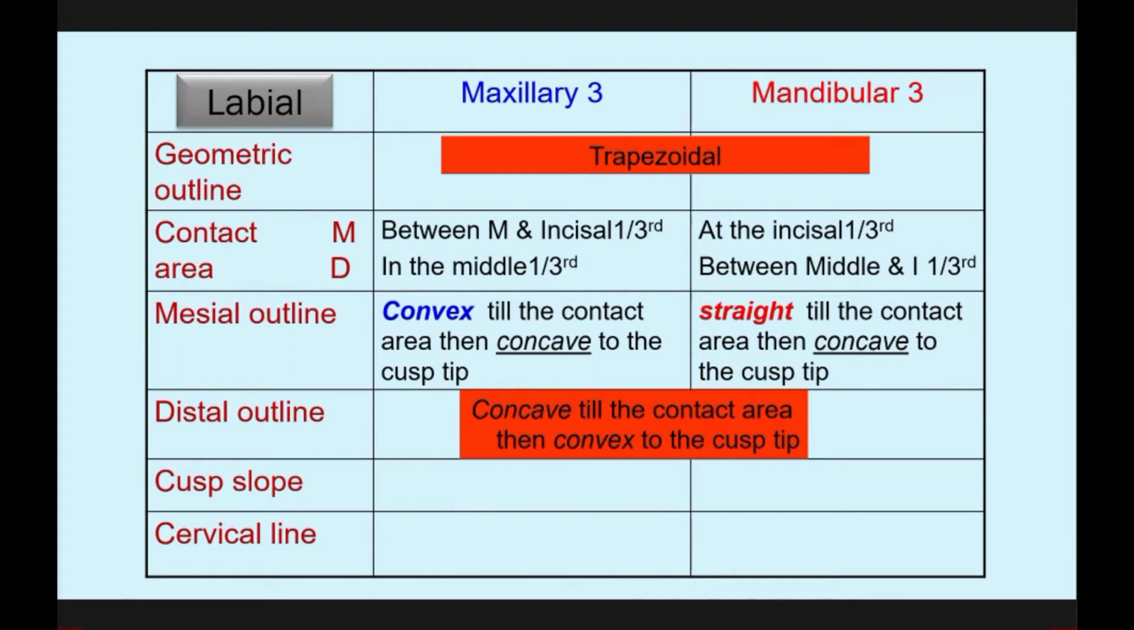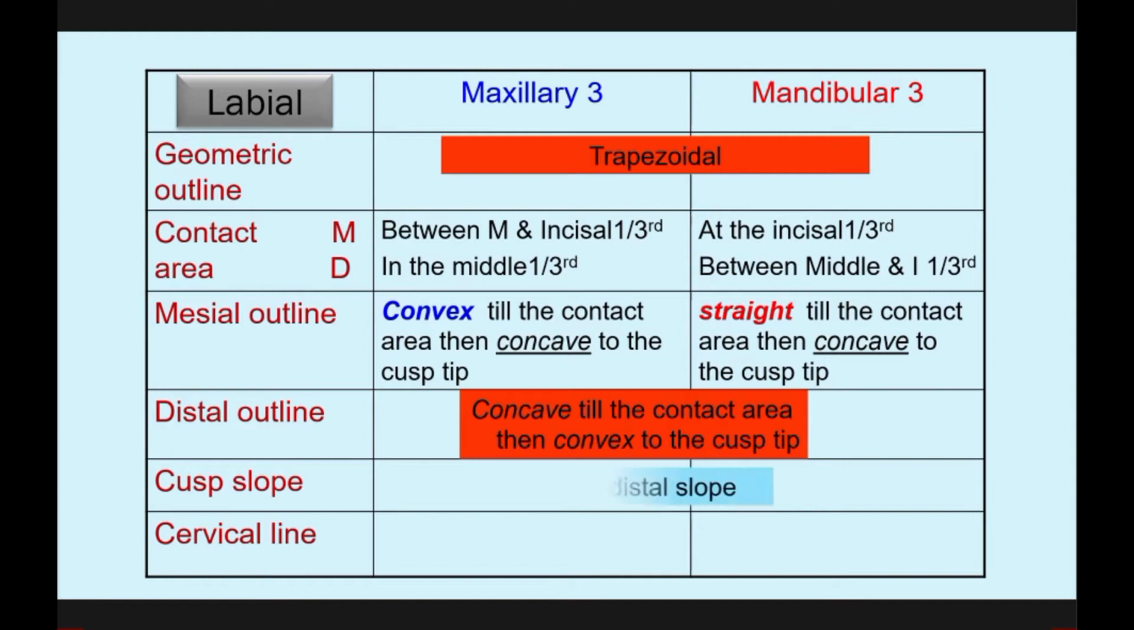So what is the difference between them? Maxillary canine, first convex, then concave to the tip. And mandibular canine, first straight, then concave to the tip. Distal outline, both are similar, the same. Concave till the contact area, then convex to the cusp tip. This is for both the teeth, this is similar.